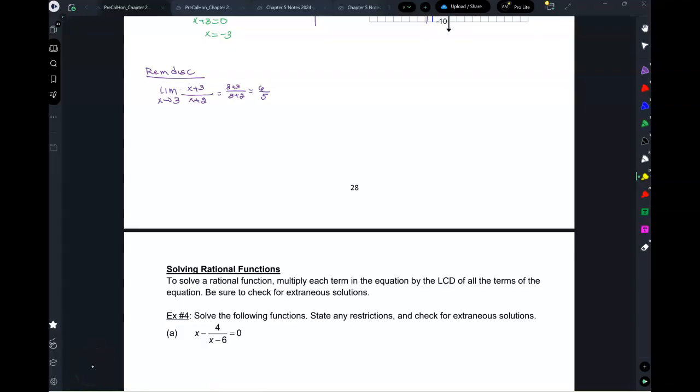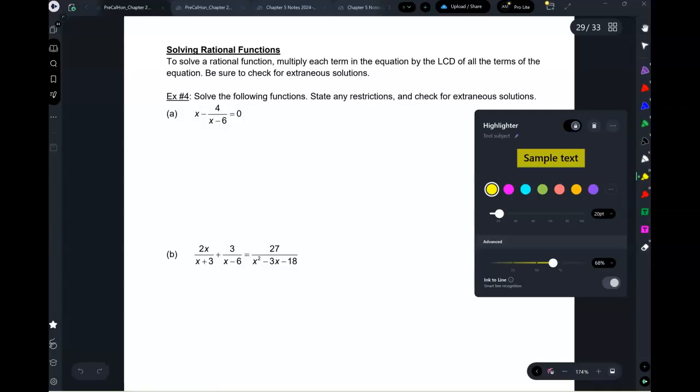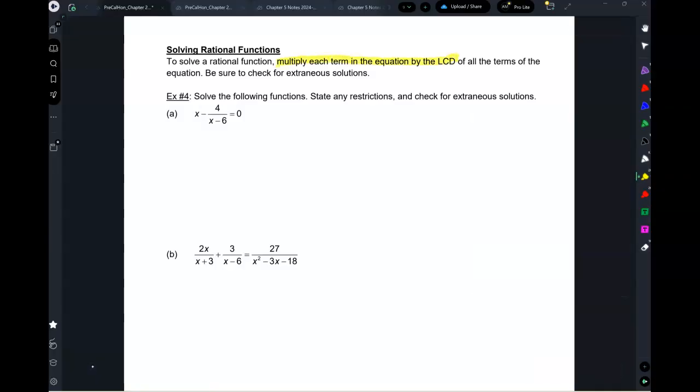So let's go ahead and start solving rational functions. The best way is to multiply each term in the equation by the LCD of all the terms. For this one, first you want to write down the restrictions. For this one, x cannot be 6. So when it says state any restrictions, that's what it is.